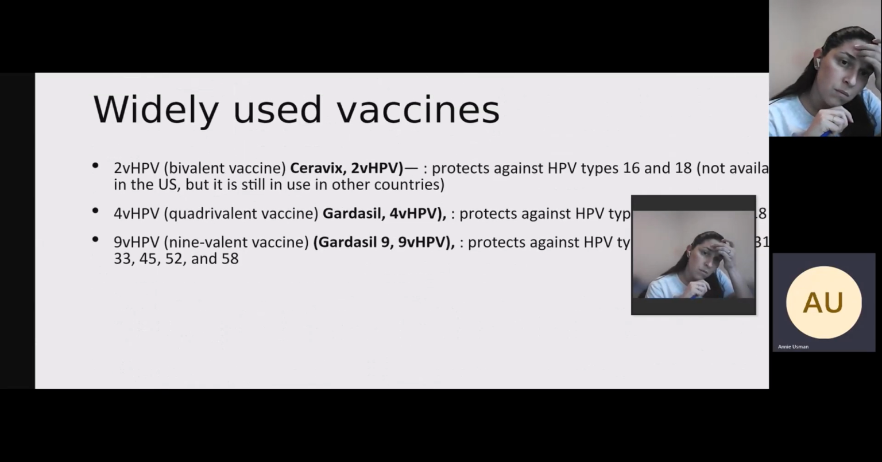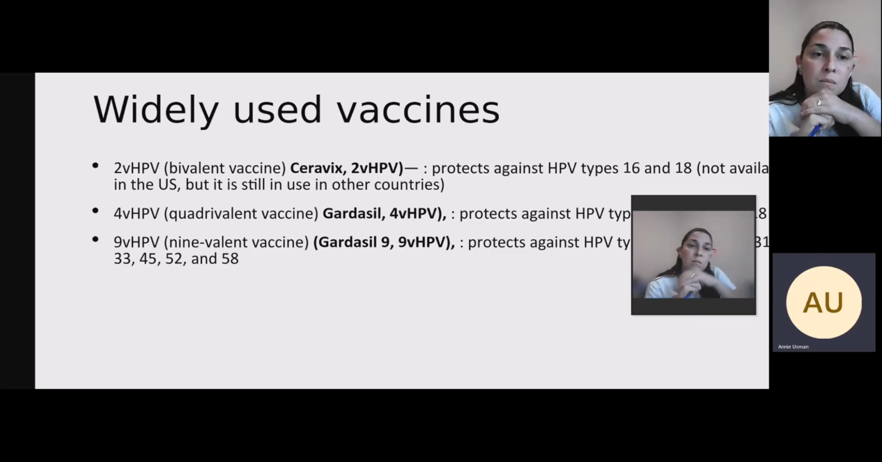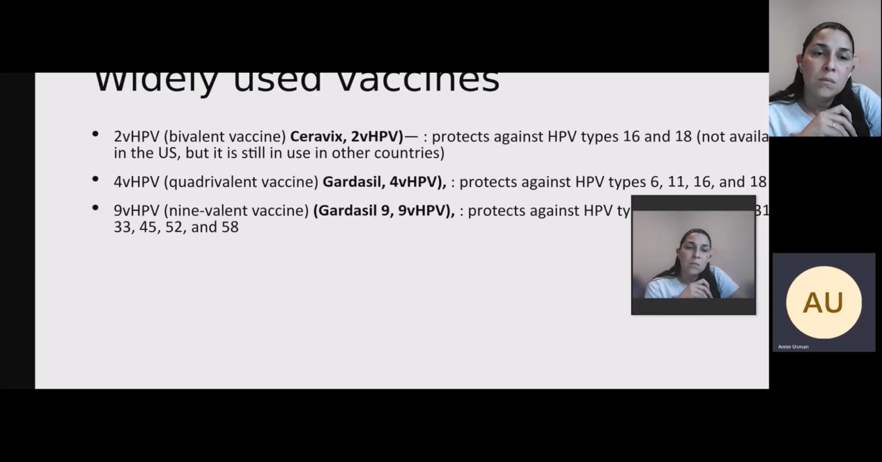For HPV vaccines, the most widely used vaccines are three types. The first is the bivalent vaccine, known by its brand name Cervarix. The second is the quadrivalent vaccine, known as Gardasil. The third is the nine-valent vaccine, known as Gardasil 9. Gardasil 9 is the most used in the US.